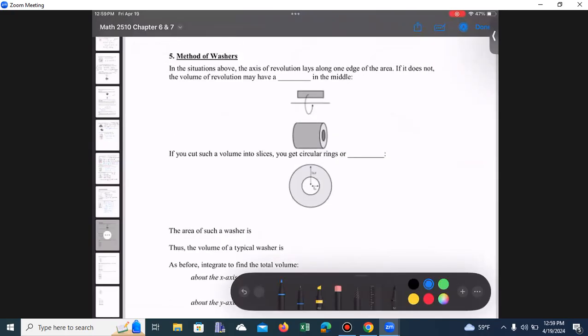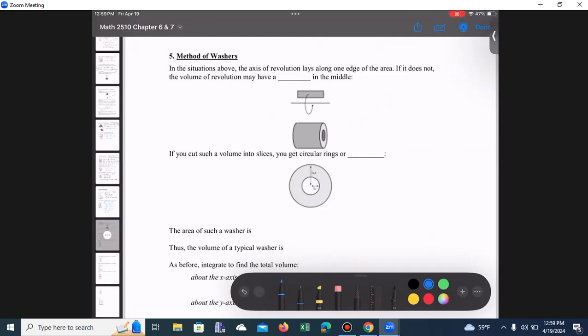Now the next part of this is washers. Washers are when we are rotating it where it's not right up against the axis of rotation, and so it creates a hole. Right, and we see the little region separated from that line, and so when we rotate this around, you end up with what looks like a toilet paper roll, where there's a hole going through it.